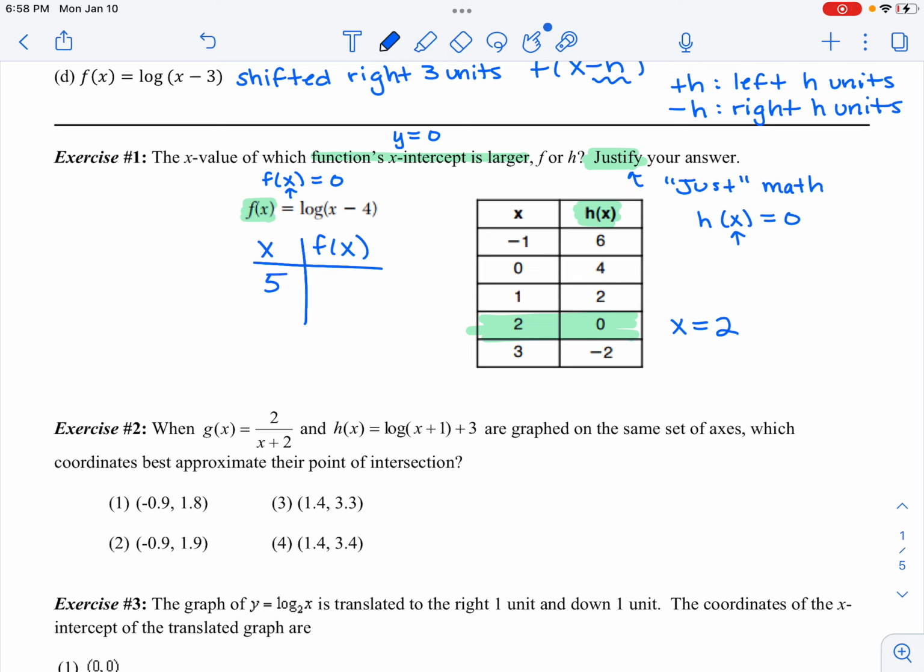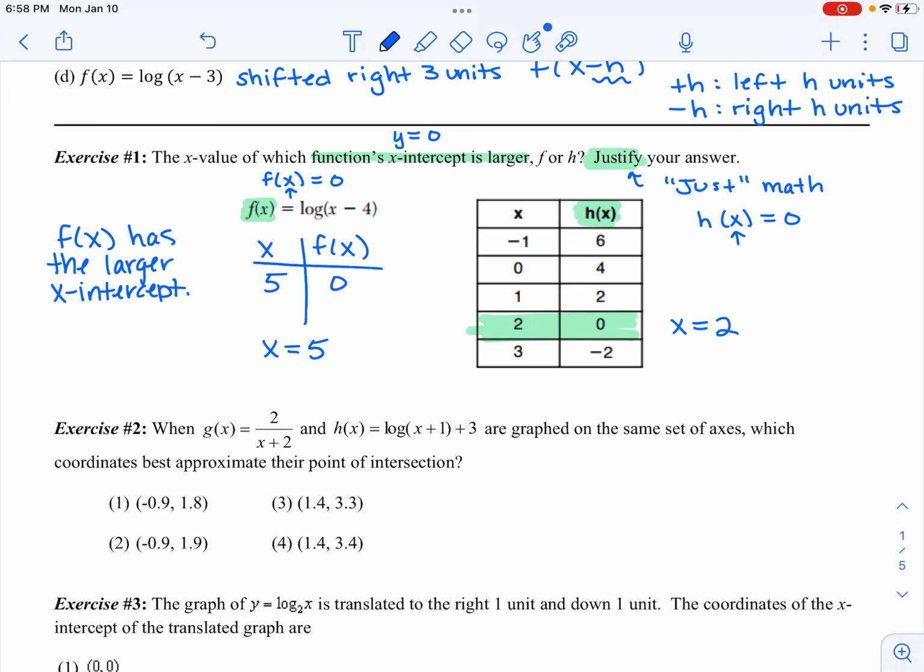I'm just going to say (5, 0). There's my justification. So this x-intercept is 5. The other table had an x-intercept of 2. So my justification is there. I'm showing a table for f, and I'm going to state that f of x has the larger x-intercept.